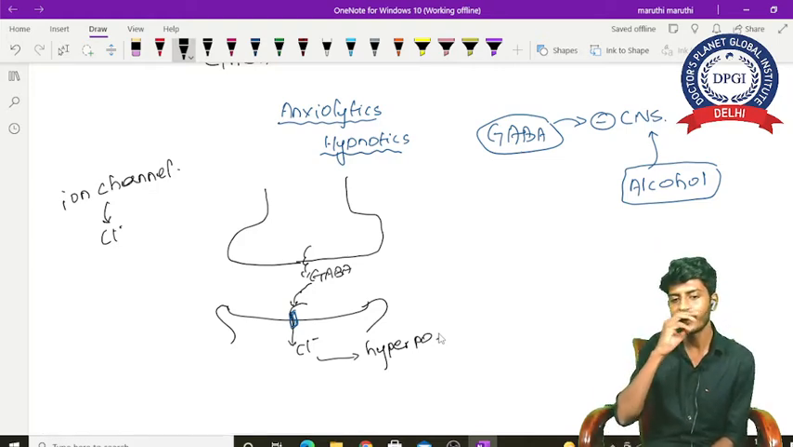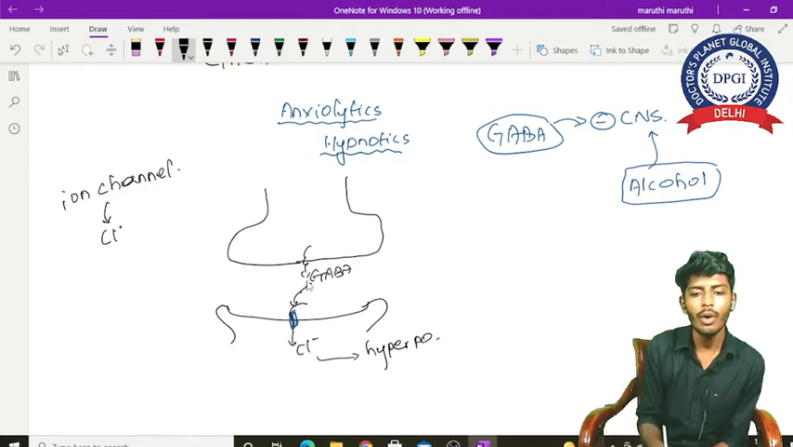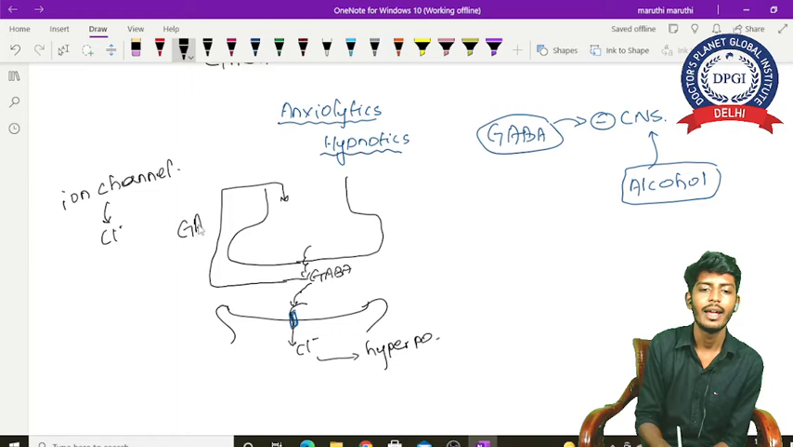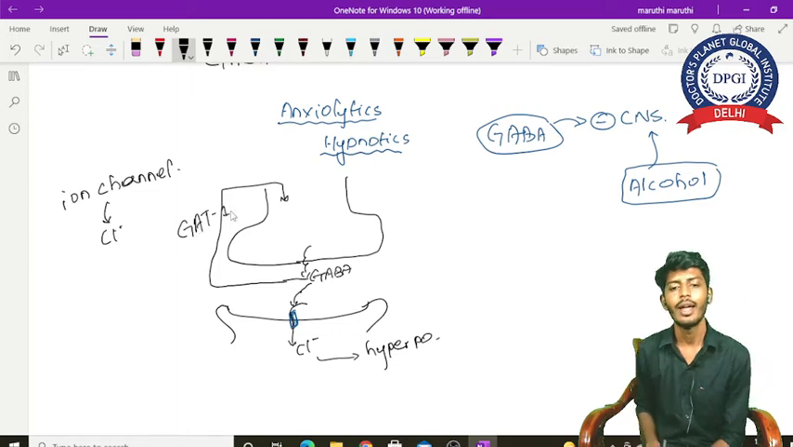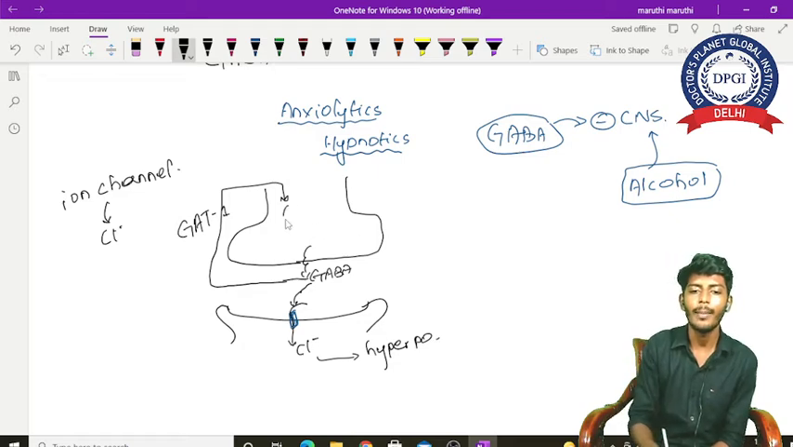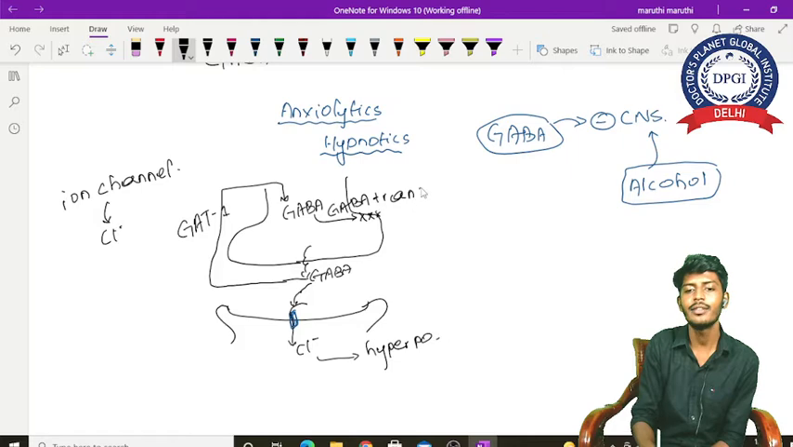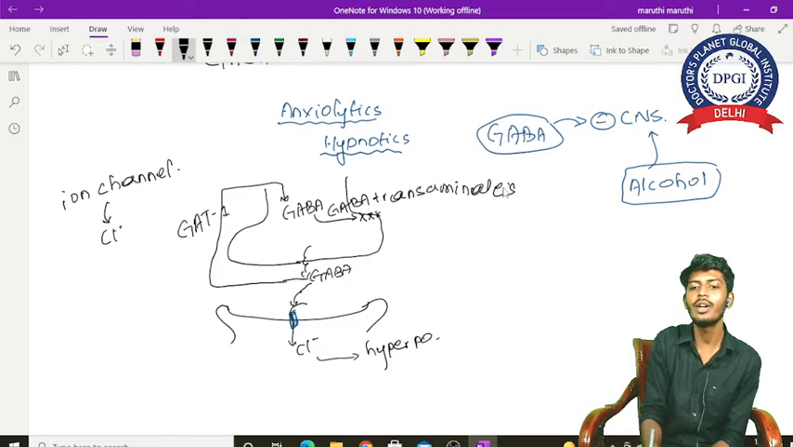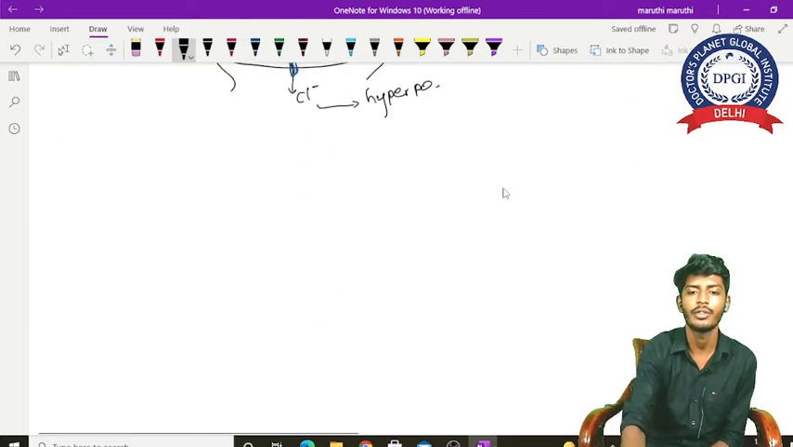Since this is central nervous system suppressing, look here: whatever GABA has been released can be reuptaken back with the help of a transporter called GAT1. After that, most importantly, GABA inside the neuron can be broken down into metabolites with the help of an enzyme called GABA transaminase. Since we are talking about anxiolytics and hypnotics, first we will discuss those.